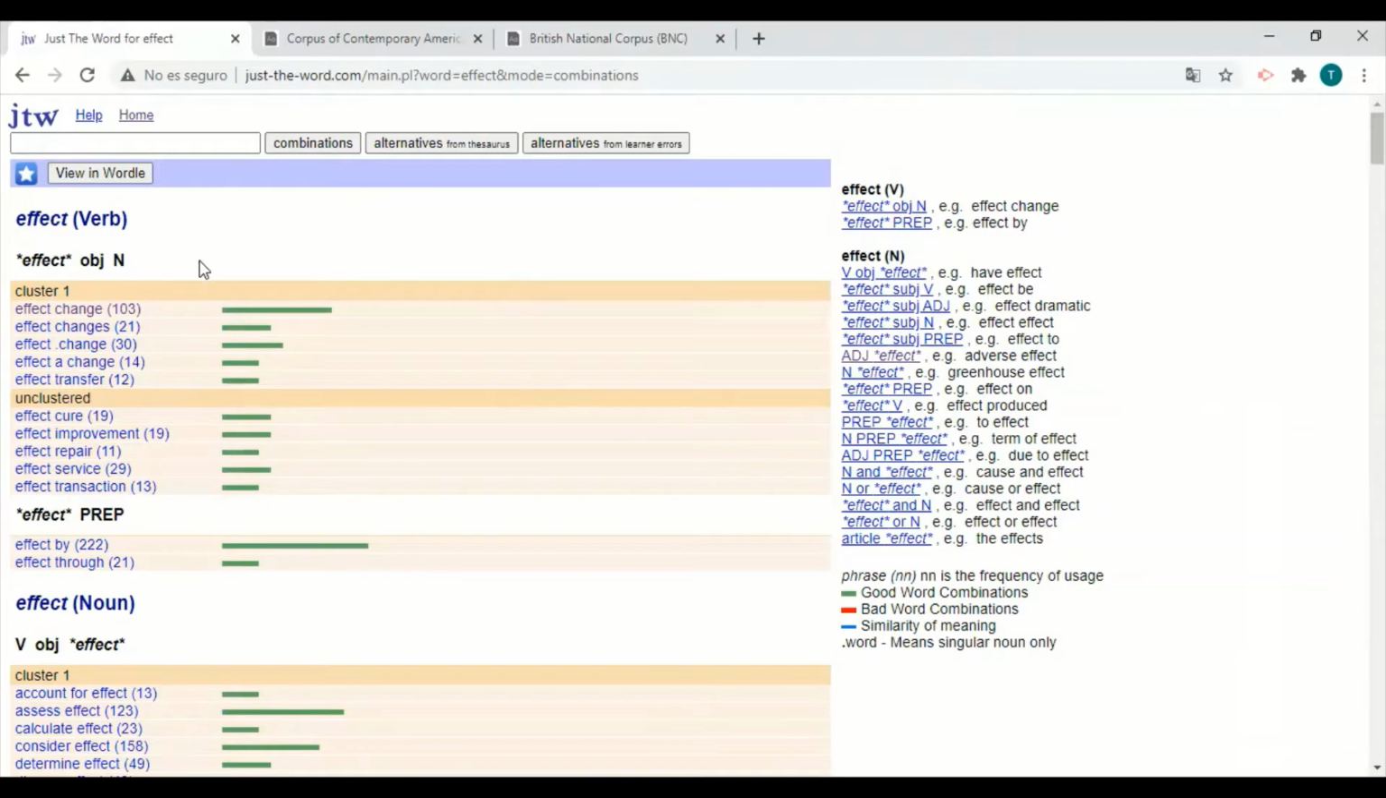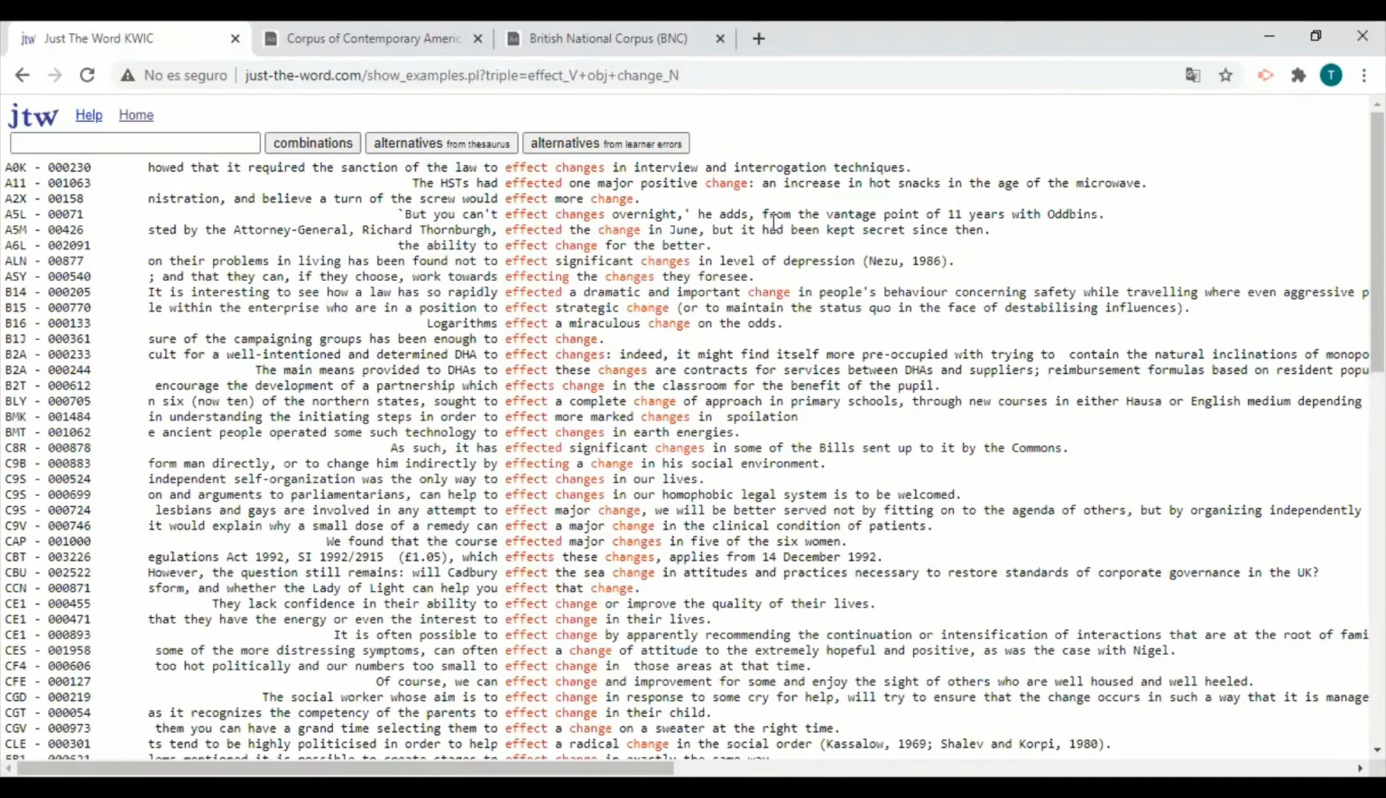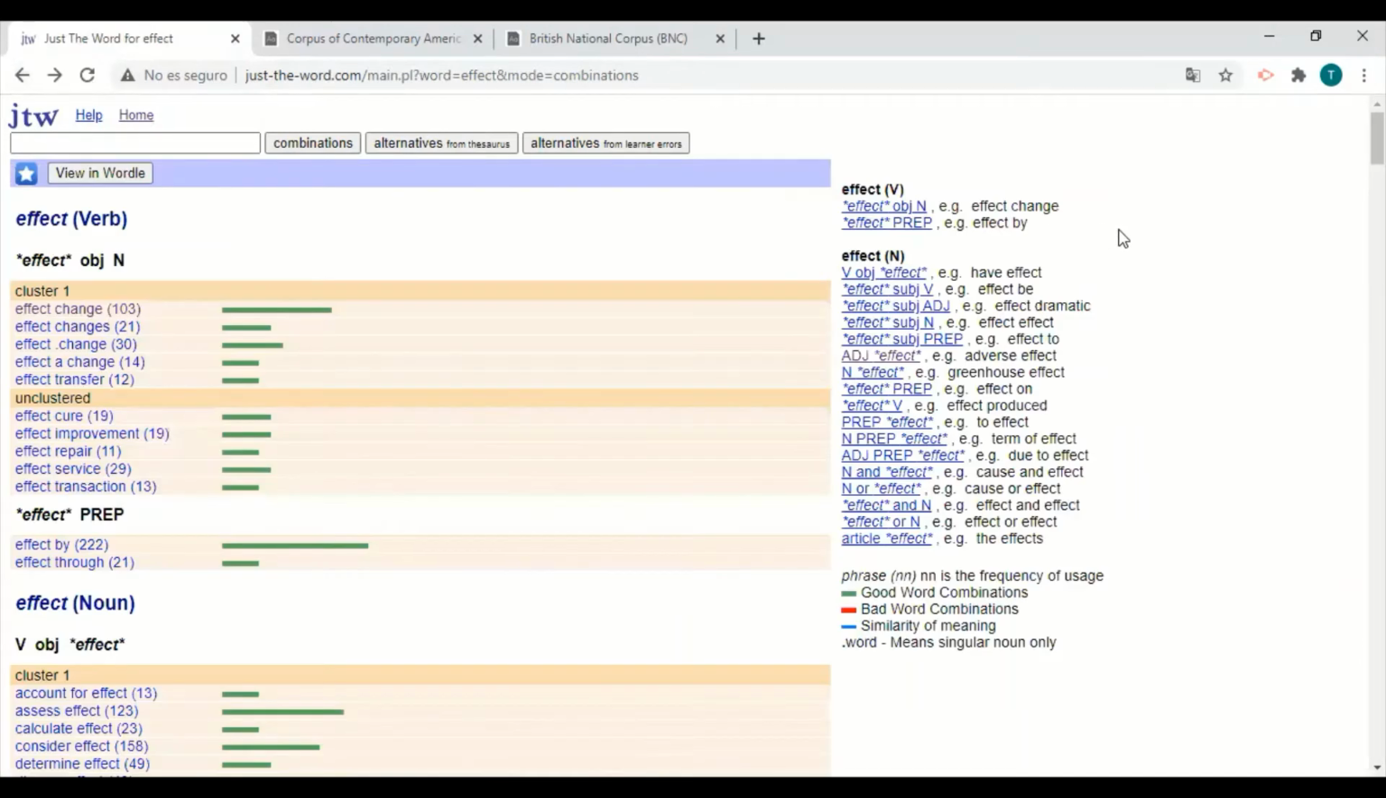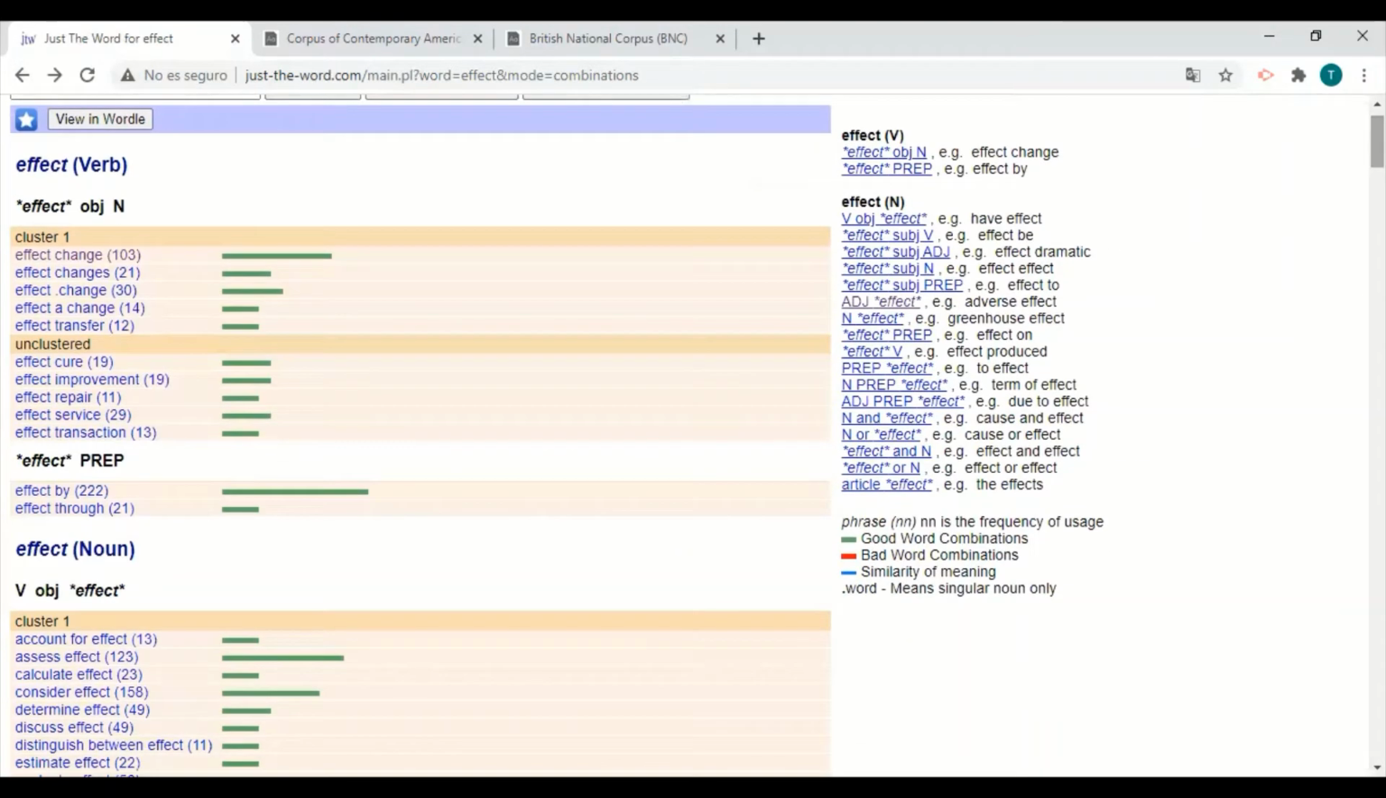As in the COCA, we have the frequency, also shown by the green bar. And if we click on the phrase, we have this section that's called keyword in context. The downside of Just the Word is that we don't have any information related to the origin of these sample sentences. So we have to be careful about register, but it's still useful. Okay, let's go back here.